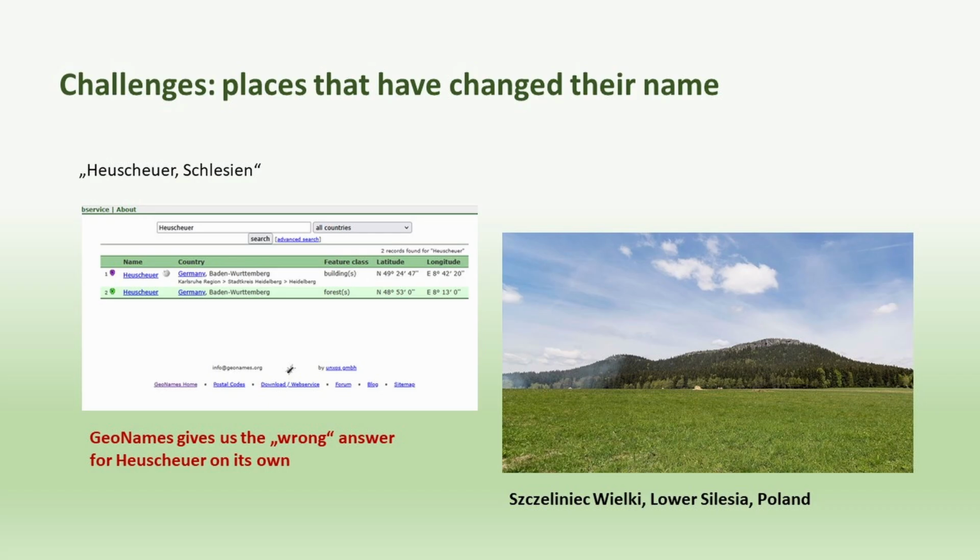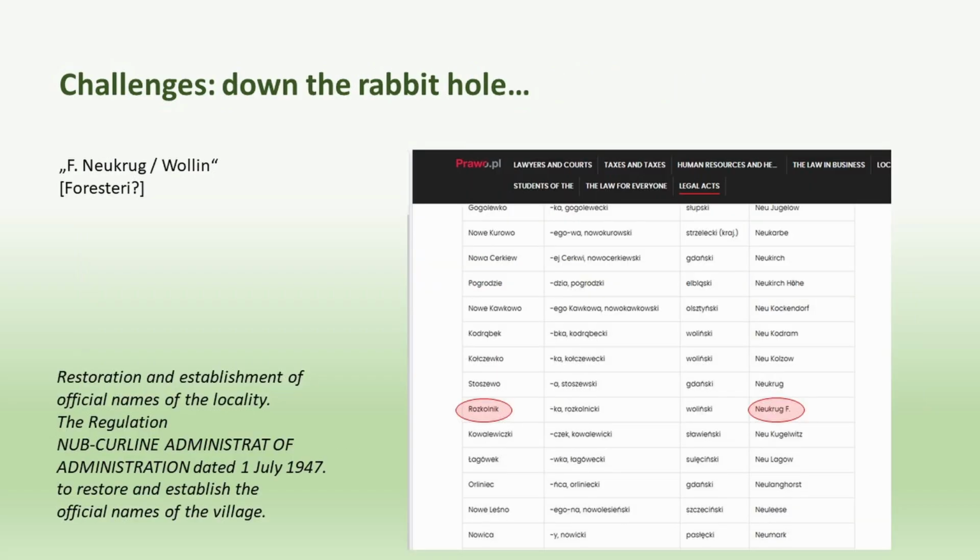This can be a problem because of political changes, places have changed their names, and you have to decide how much effort you want to spend tracking these down, because it turns out you can go down the internet rabbit hole. Here's a locality, F. Neukrug Volyn, which we thought is probably a forestry station on the island of Volyn, on the Baltic Sea. And this place doesn't exist on any modern map, so we have a problem.